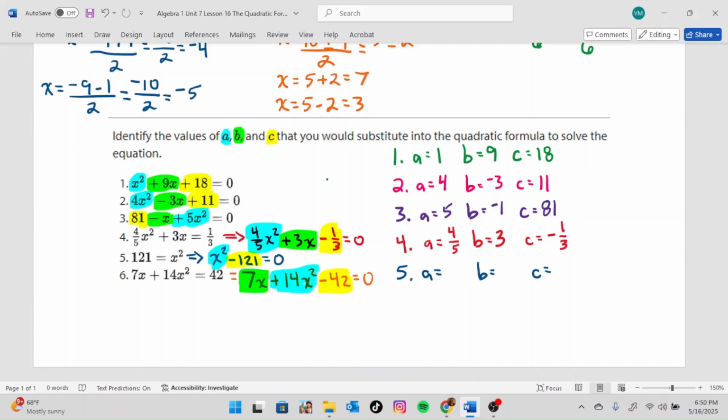Number 5. The a term is the coefficient with x squared. We don't see a number. It is understood to be 1. b is the coefficient with x. There is no x term in number 5. That means b equals 0. And the c term is the constant. That means it equals -121.